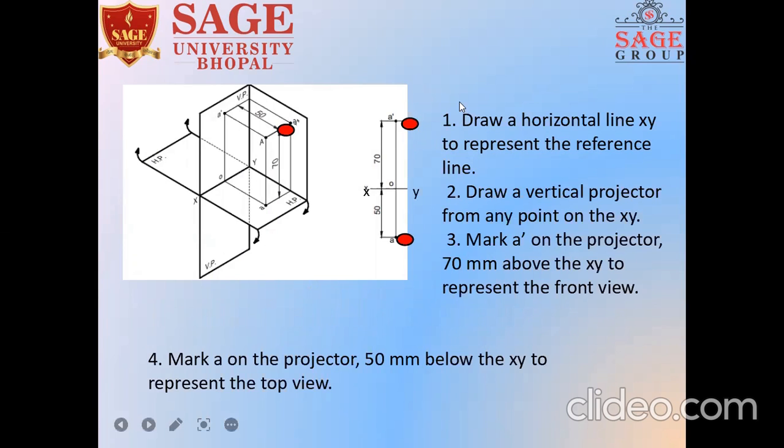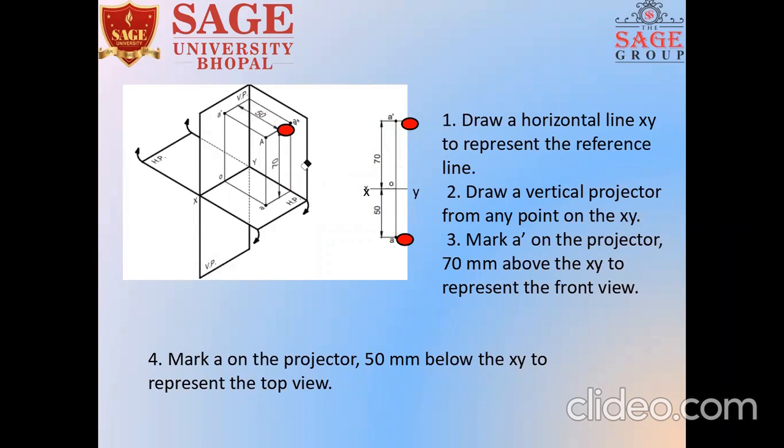In this problem, this is the location of the point, which is shown 70 mm above the HP and 50 mm in front of the BP. Whenever a point is above the HP, the front view is always drawn on the vertical plane, 70 mm above XY. In front means the top view is always drawn below XY, at a distance of 50 mm. So this is the diagram: front view 70 mm above XY and top view 50 mm below XY.